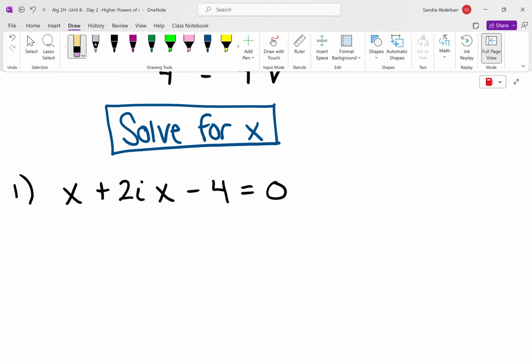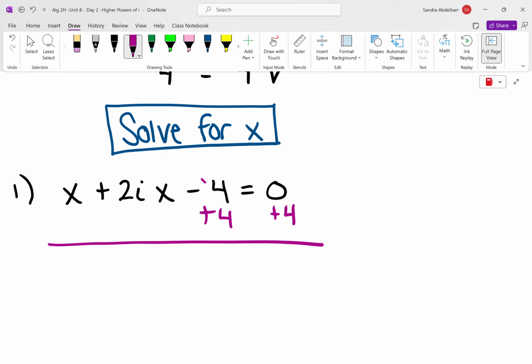This is just a solve problem. We need to solve for x. And when we solve for x, we need to isolate the x. We need to get x by itself and everything else to the other side. So that's what I'm going to do. I'm first going to bring that 4 over. And then we're going to be left with x plus 2ix equals 4. So everything with an x to the left, everything that doesn't have an x to the right.